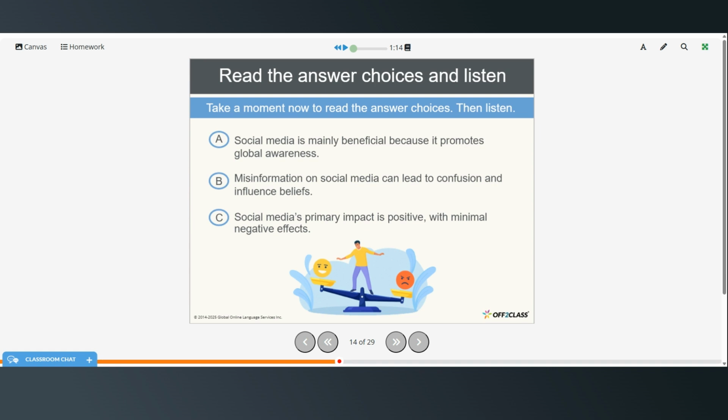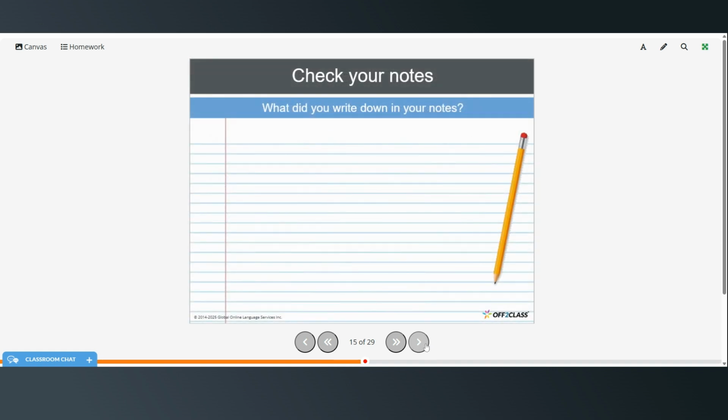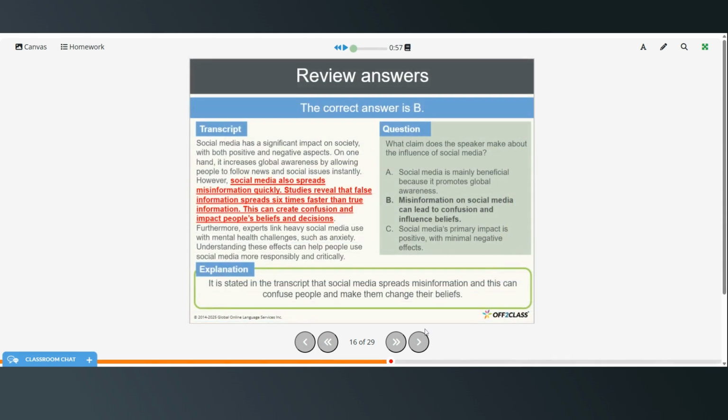All right, check over your notes and choose one of these answers. And the correct answer is B. Misinformation on social media can lead to confusion and influence beliefs. And here are the sentences in the transcript that support the answer.